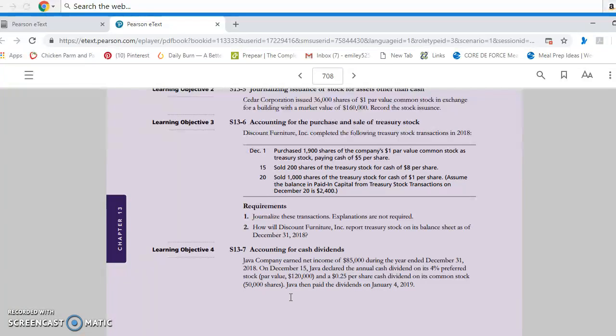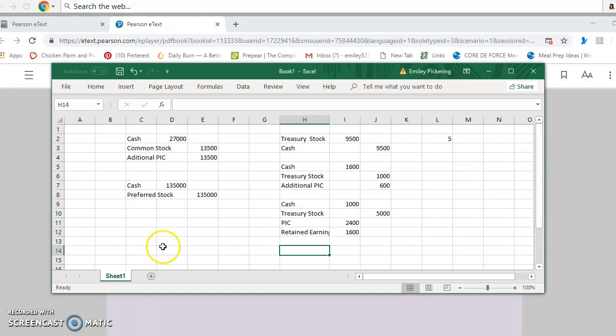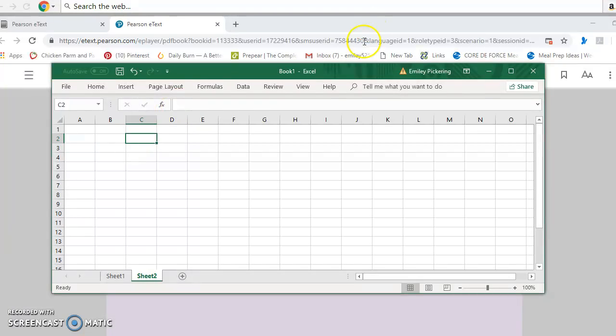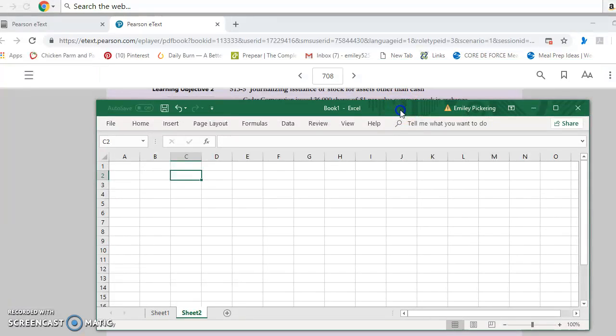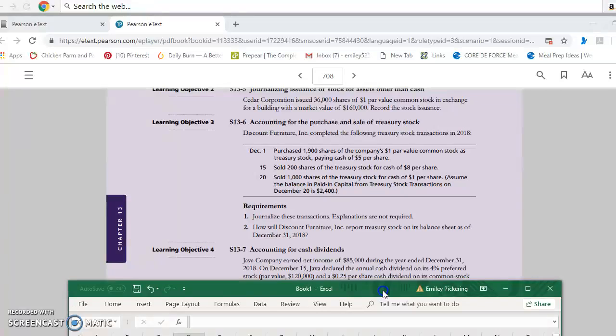So there are 3 dates that we're worried about. One is when we declare it, that's when we incur the liability. And then on the second date, we go ahead and see who owns that stock as of a certain date. There's no journal entry for that. And then the last date is January 4th when we actually pay it. So let's figure out what our liability is going to be. The date that we declare it is December 15th. That's the date that we have now incurred our liability.